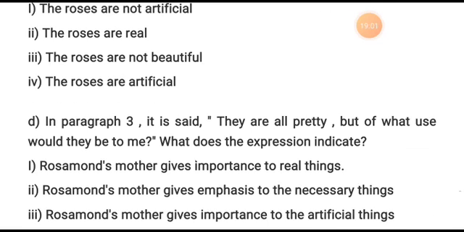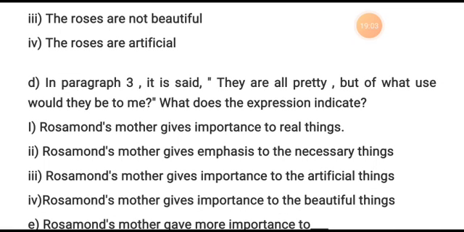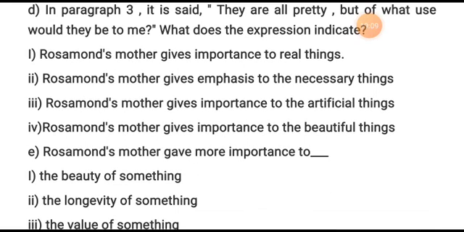Number D. In paragraph 3 it is said, "They are all pretty, but of what use would they be to me?" What does the expression indicate? 1. Rosamond's mother gives importance to real things. 2. Rosamond's mother gives emphasis to the necessary things. 3. Rosamond's mother gives importance to the artificial things. 4. Rosamond's mother gives importance to the beautiful things.